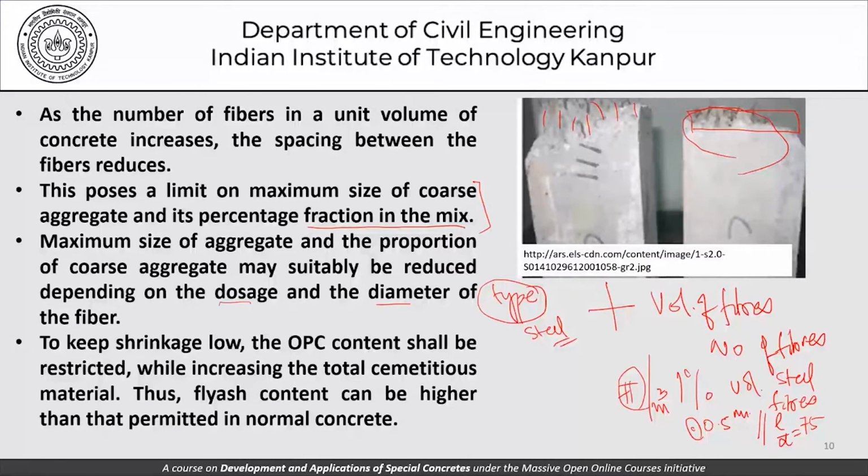To keep the shrinkage low, the OPC content shall be restricted while increasing the total cementitious materials. Thus, fly ash content can be higher than that permitted in normal concrete, because when we talked of that limit of 400, obviously we don't want to push in 400 kgs of cement alone into it. We would like to have some fly ash and other powders so that our shrinkage and other problems that arise on account of high levels of cement are still kept in control.